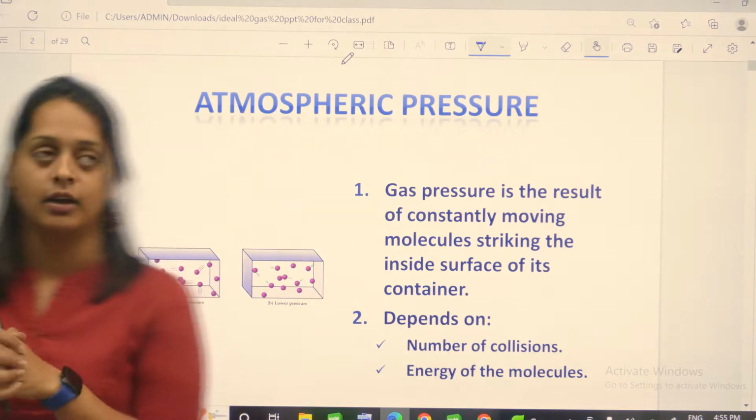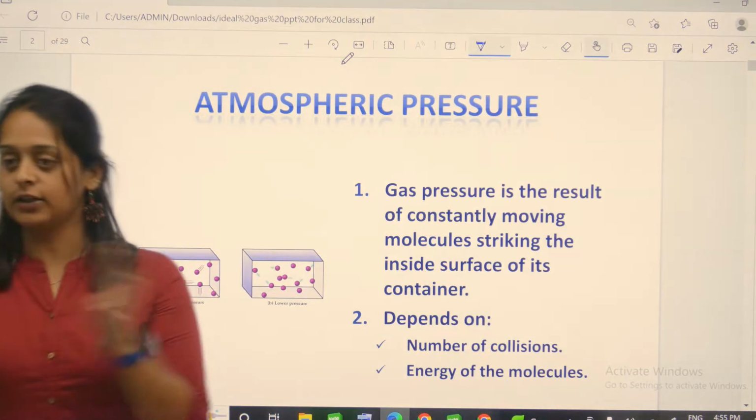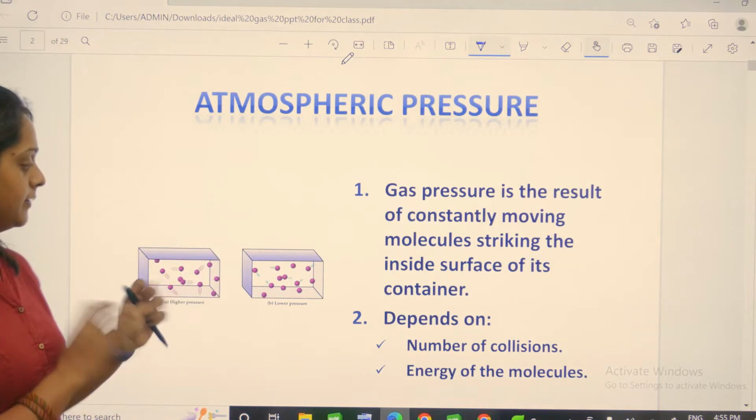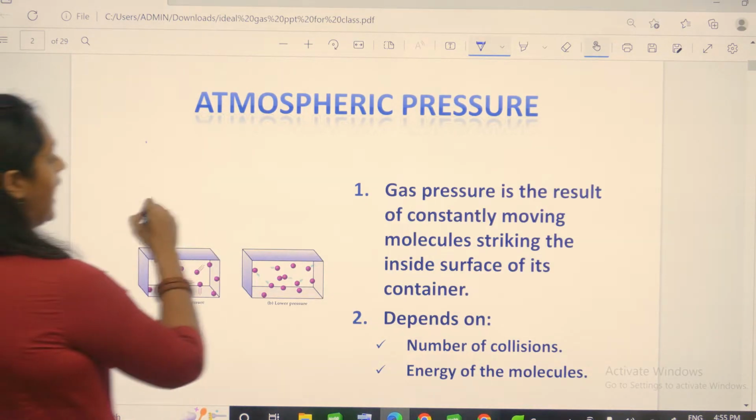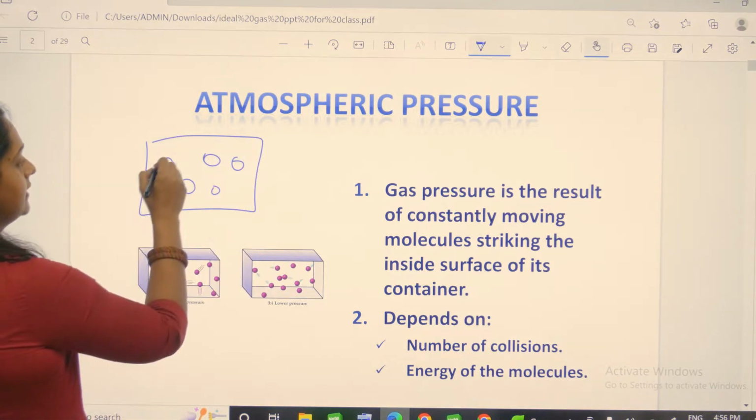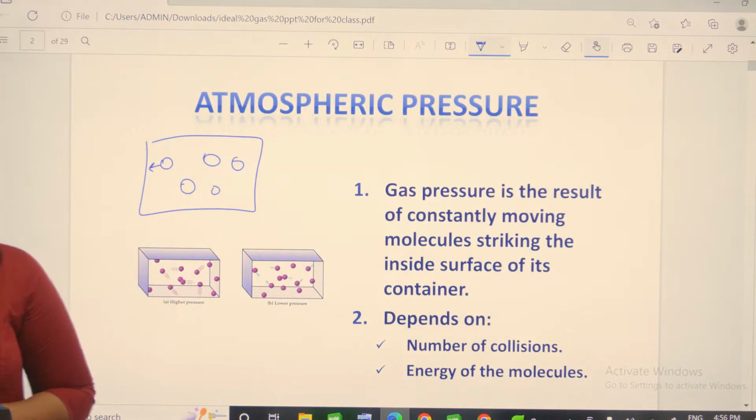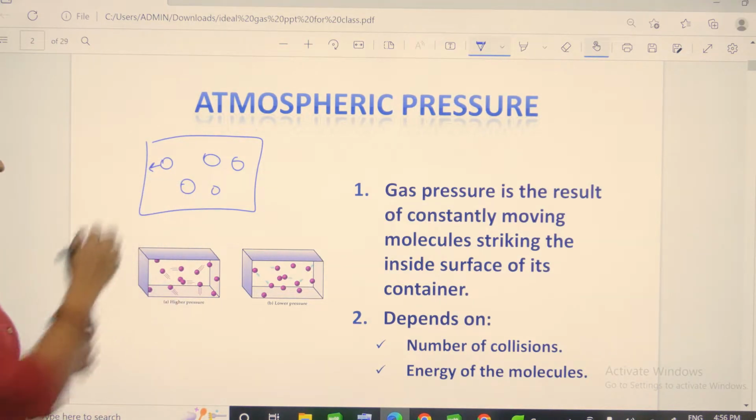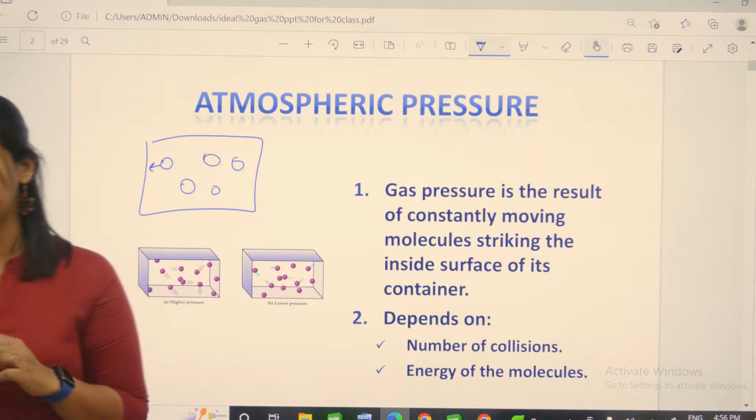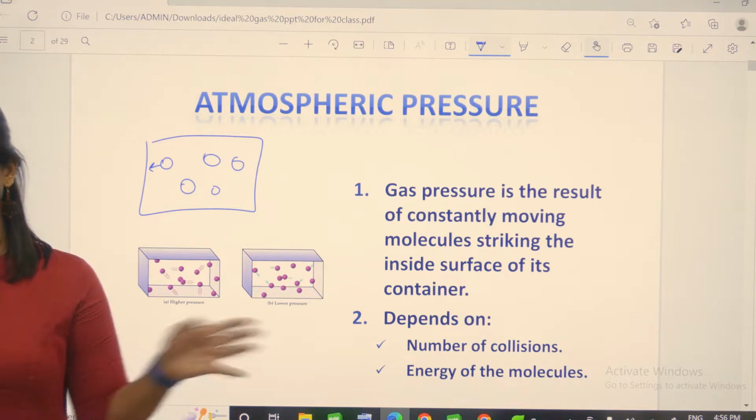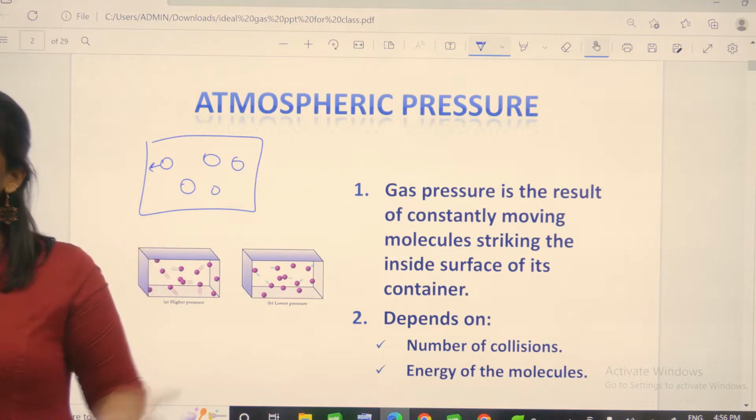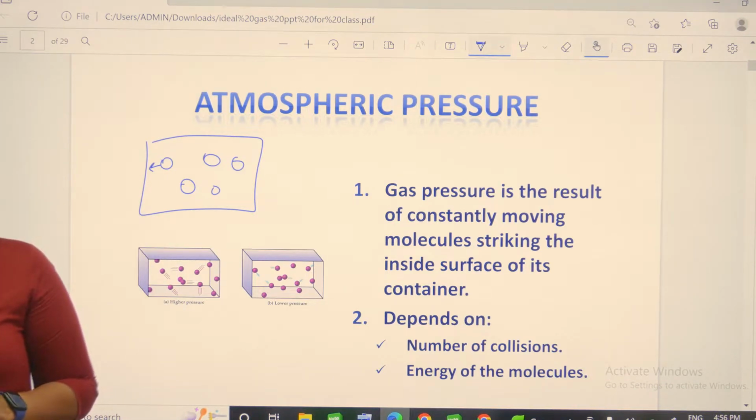Atmospheric pressure. Now arrives another term that is associated with gaseous molecules. What is it? That is the gas pressure. Whenever a gas is present inside a container, it's going to exert a certain pressure onto the walls of the container. That is the pressure of the gas, right? And there is something referred to as atmospheric pressure, which is generally 1 atmosphere. So the atmosphere also exerts a certain pressure, equal to 1 atmospheric pressure.